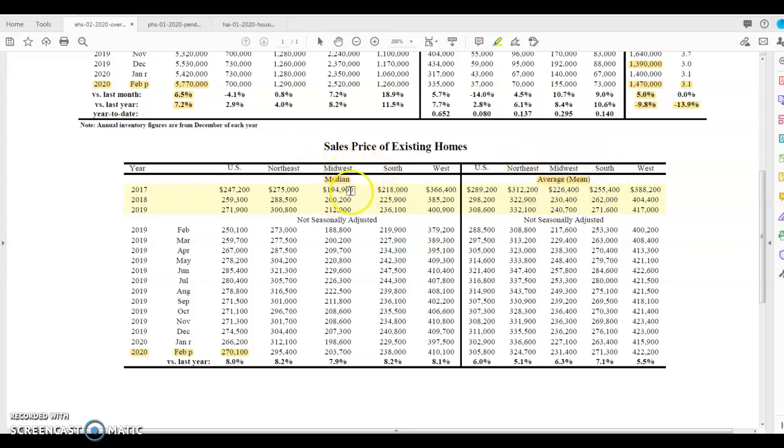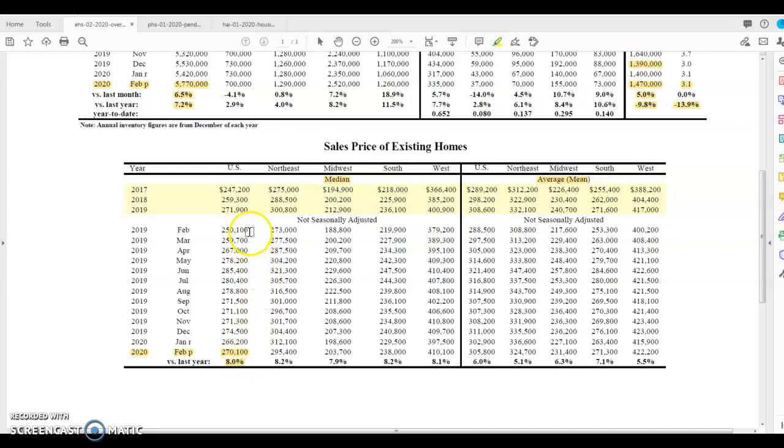The median is not skewed. So for February 2020, we had $270,100 as the median price home, which means half of all homes in that month sold for less than 270 and half sold for more than 270. That's up 8% from the prior year.